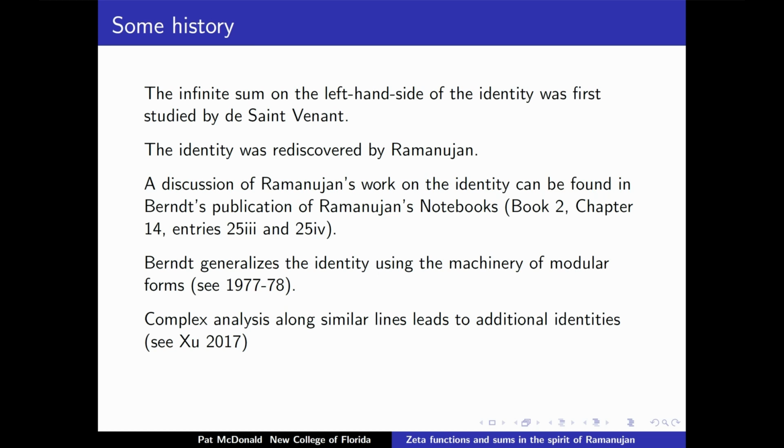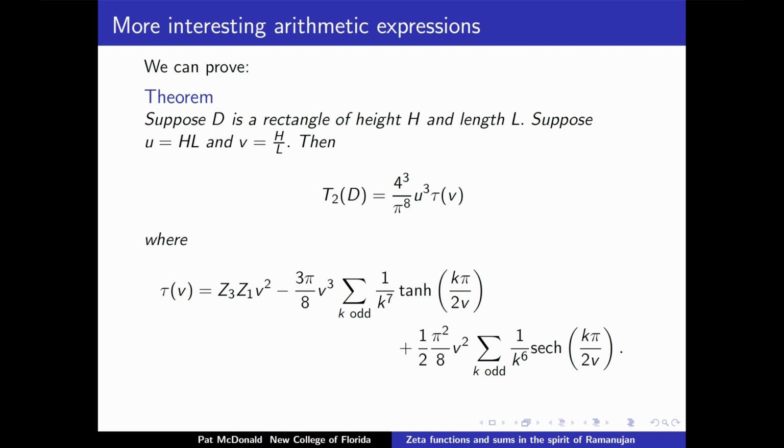And there are additional identities if you're interested. There's a paper of Xu. I think it appears on the arXiv in 2017. Now, I have a whole collection of moments, and all of them are invariant under the switch of H and L. So I get an infinite family of identities. In particular, I'll get one when D equals 2.